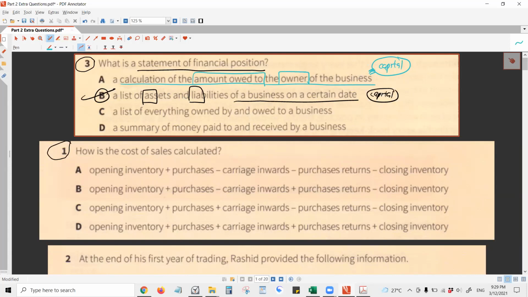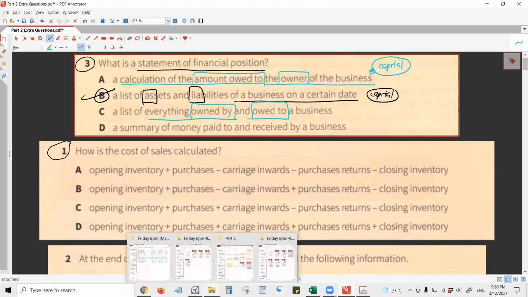It doesn't mention assets. It doesn't mention liability. List of everything owned by or owed to a business. Again, all the definitions that I give to you, you really have to remember them. Because whenever I don't give you a definition for certain terms, that means the definitions are not important. When I give you definitions, that means they have the chance of coming out in the exam, really.